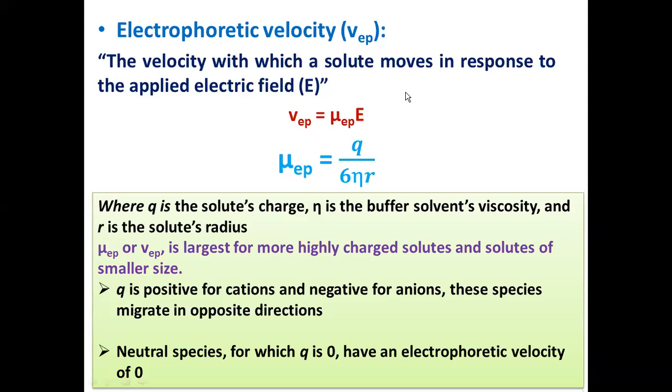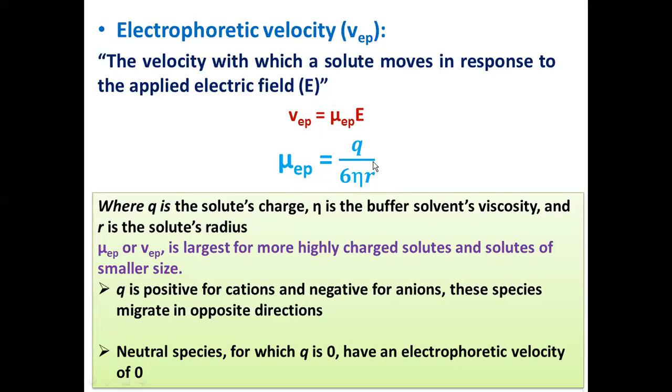When you introduce the sample to the capillary tube, the solute molecules will start to migrate towards either the cathode or the anode, especially cations or anions. At what velocity the cations and anions are moving, that velocity is called electrophoretic velocity, denoted by VEP. That is a product of the electrophoretic mobility and the magnitude of the electric field strength E. So VEP is equal to nu EP into E. If you simplify, we get an expression: nu EP is equal to Q by 6 pi eta R.